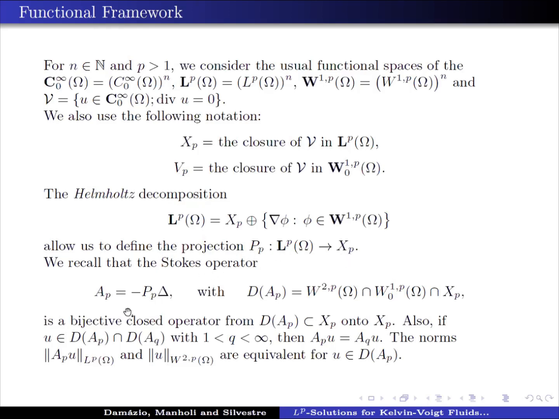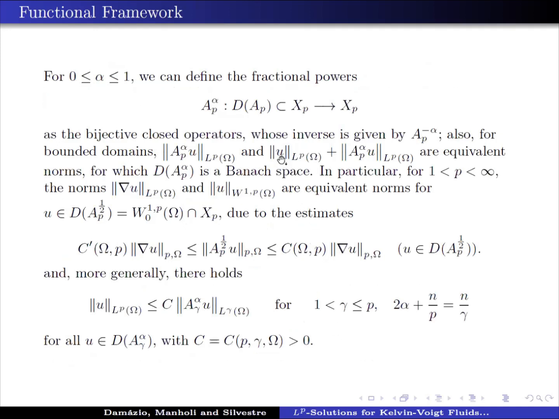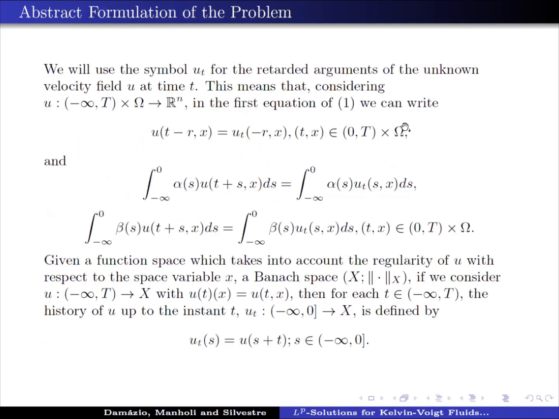Once we have this projection, we can talk about the Stokes operator, right? Which is given by this expression, and this operator has this domain. We also need powers of this operator to treat this problem. In our case, we mainly need the powers one half and minus one half of this operator. We have some good properties for this operator and these powers, because you can get some equivalent norms in these spaces. So in this situation, we denote by u_t, okay, the retarded argument of the velocity field u at time t.